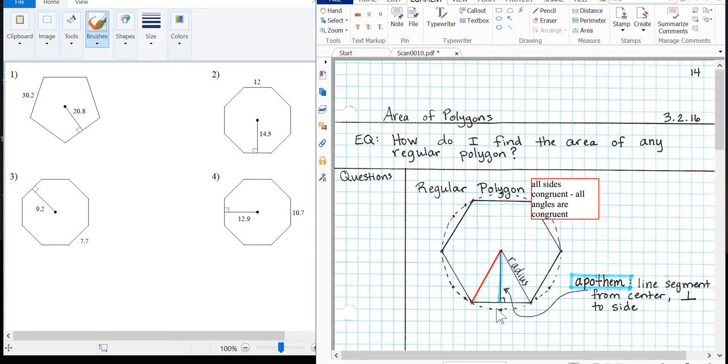So we will get into the actual measures of apothems in relation to polygons later on, but for now we're going to take a look at finding the area when we're given how long the apothem is and we know how long one side is. Because if we know the length of one side of a regular polygon, then we know all the side lengths. Okay?